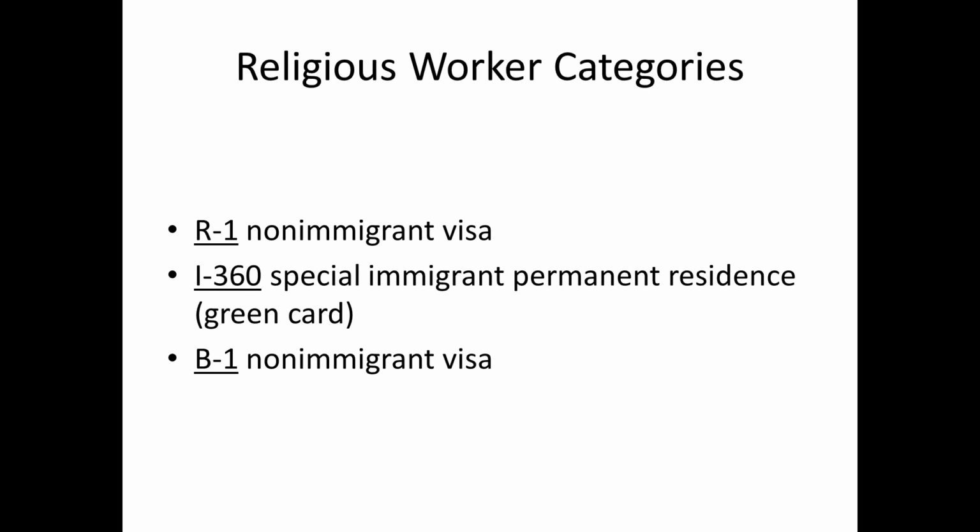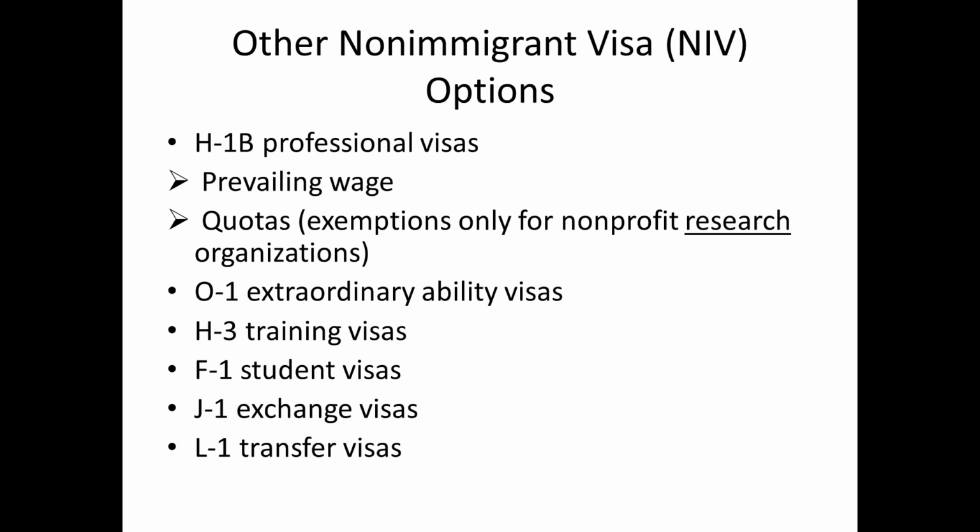So as you see, there are different religious worker categories. The first two are really two different types of categories. One is the R1 non-immigrant visa, which is for religious workers. The other is what's called the I-360, special immigrant, permanent residence. This is a green card for religious workers. I'm going to spend most of this webinar on those two categories. Those are the most important categories. And then we'll touch a little bit, probably at the beginning, on the B1 non-immigrant visa, which has many, many applications for religious workers.